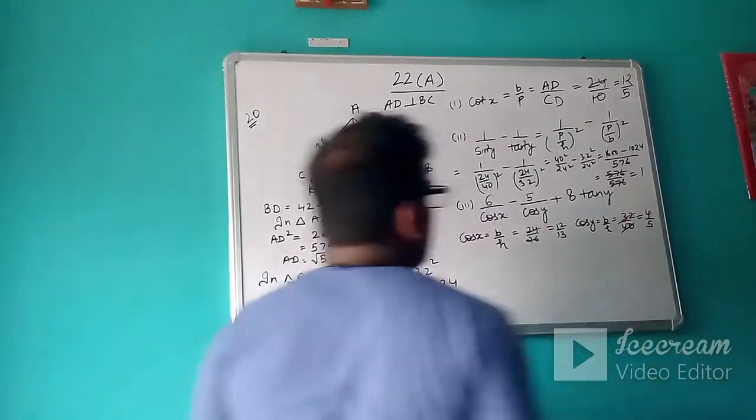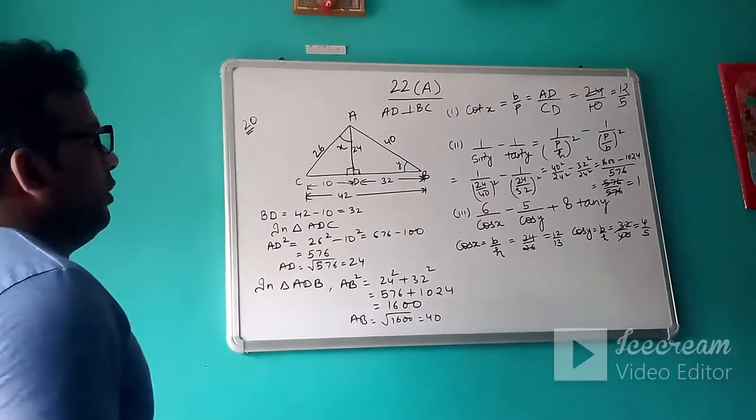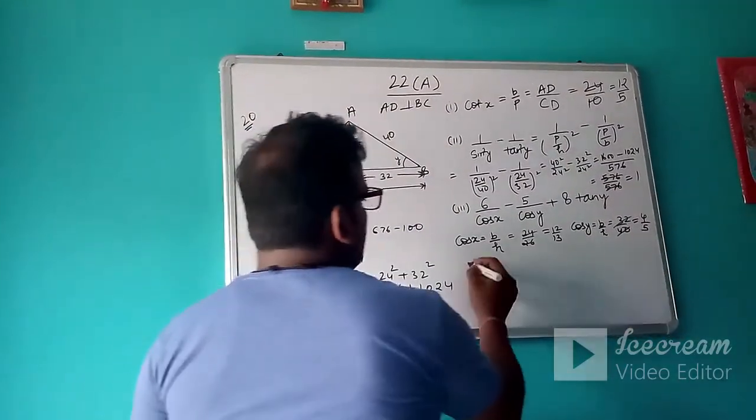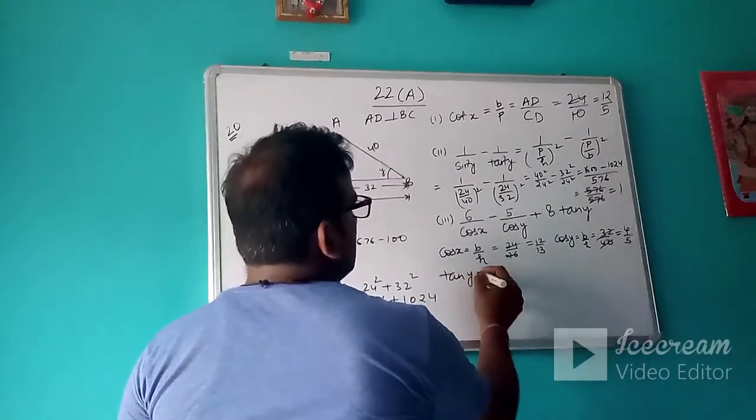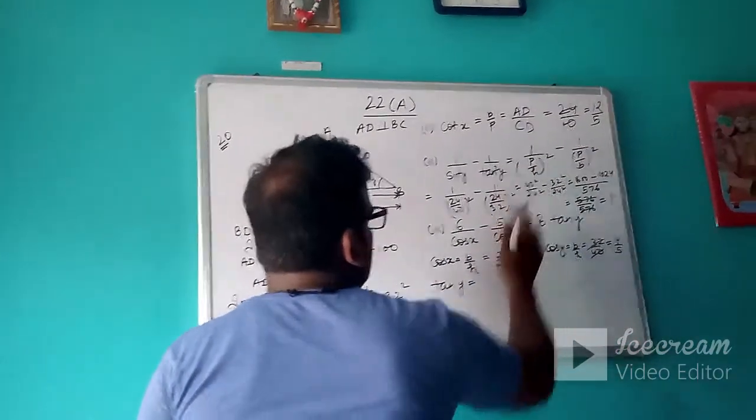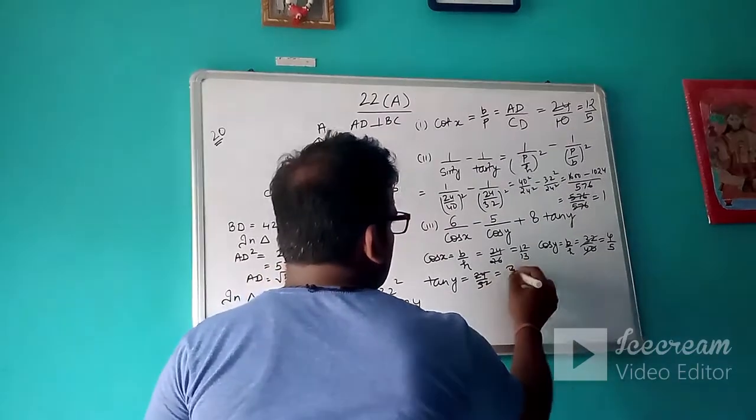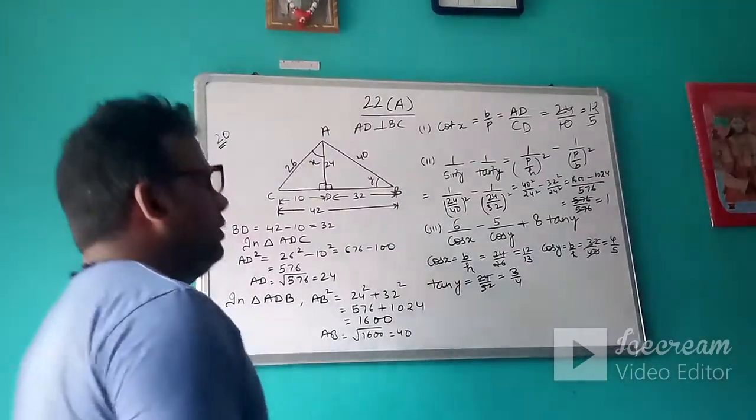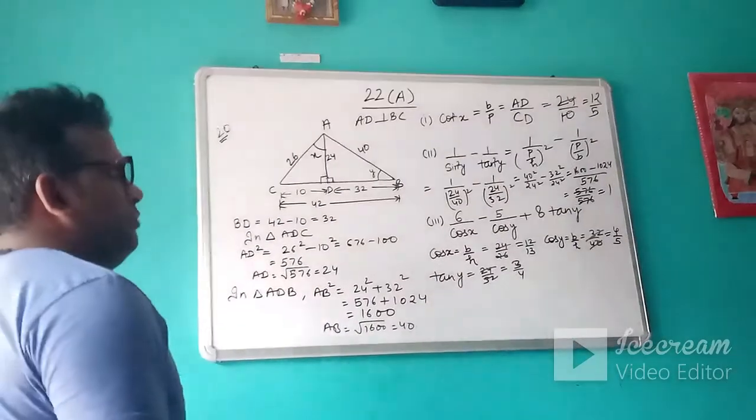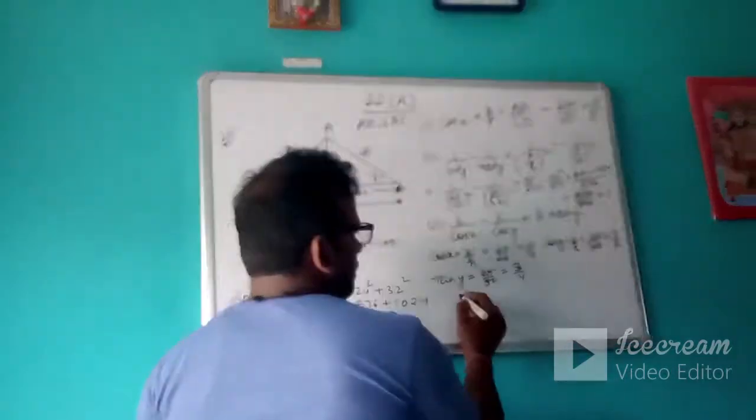So it is 4 upon 5. Then what do we need? Tan y. Tan y we have just found here. It was 24 upon 32, that is 3 upon 4. Okay, so all the trigonometric values we have found. Now we will put the values here.